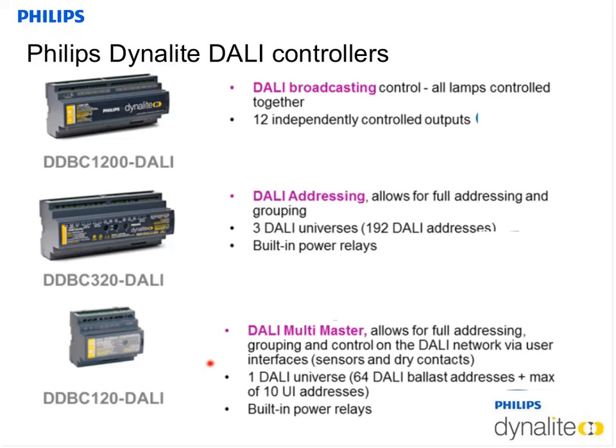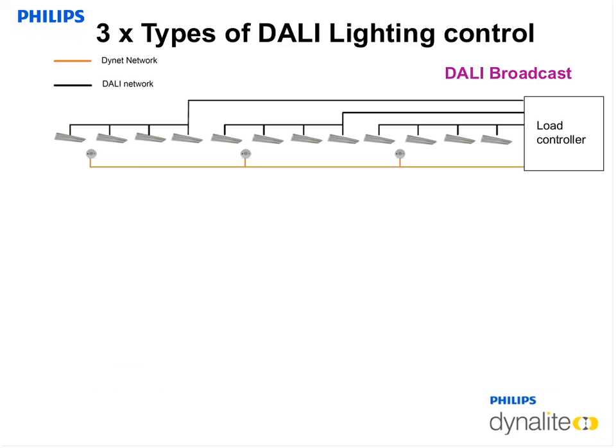So I mentioned broadcast. This is, let's say, the basic level. You have maximum wiring to each circuit. So for example, if this was one room, you would have a different lighting circuit out to each bank of luminaires. You would then require, and the orange line here, by the way, is your DyNet network, a separate DyNet network to link all your sensors. And eventually the sensors would respond, communicate with the controller, and then it would switch these lights on.